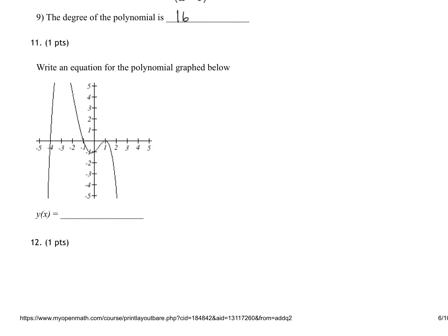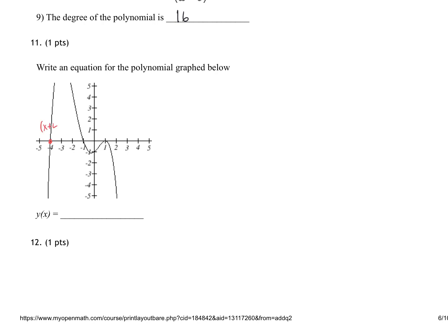Number 11, write an equation for the polynomial graphed below. It doesn't have to be an exact equation. I'm going to be looking to see that you included the correct factors and that you included the correct sign in front. Those are the things that I'll be looking for. If we're just writing an equation, we would include a factor for each zero. The first zero that I see is -4 because it crosses the x-axis at -4.